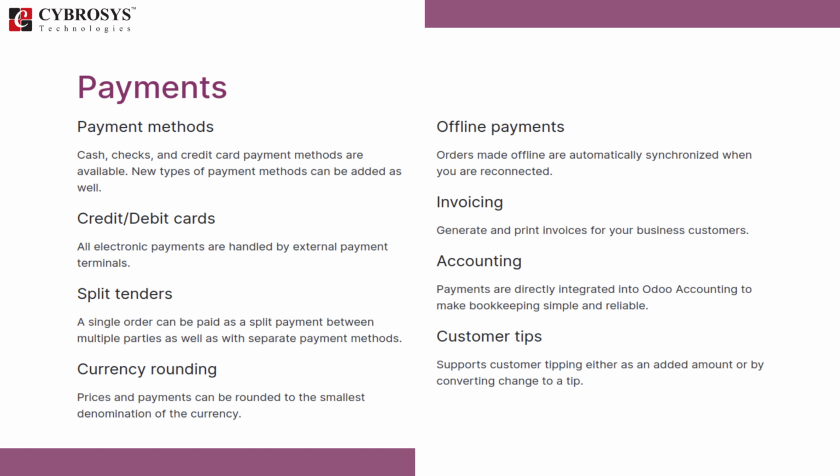So we will be able to connect the point of sale terminal along with our payment methods. And also credit purchases can be handled, and tips can be provided. A single order can be paid as a split payment between multiple parties, as well as with a separate payment method. This is the bill splitting functionality which is available in the restaurant configuration. And moreover, the invoice can be generated and all the payment details are directly integrated into Odoo accounting to make the bookkeeping simple and reliable.